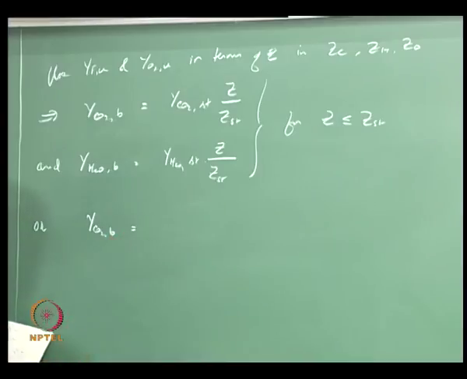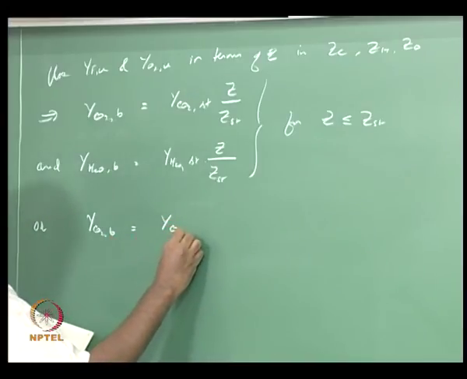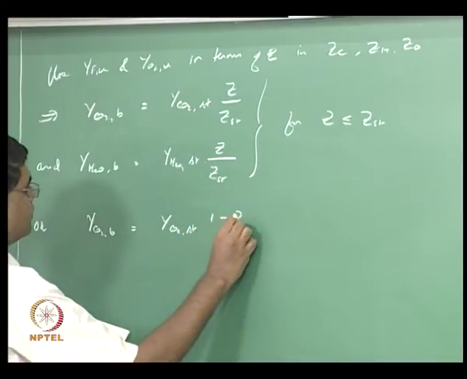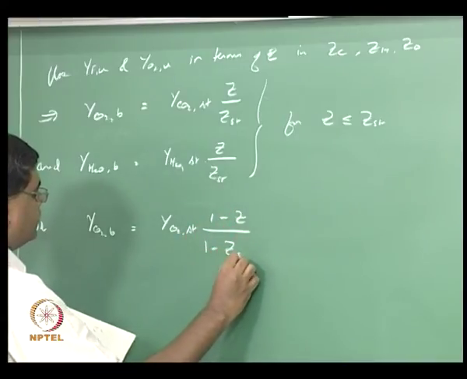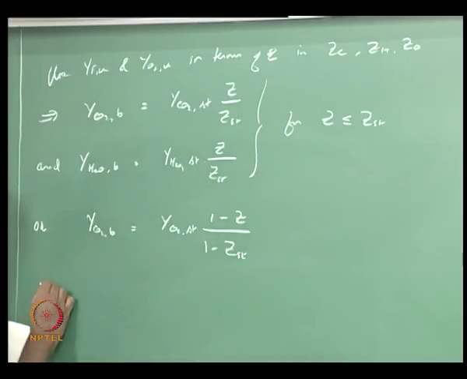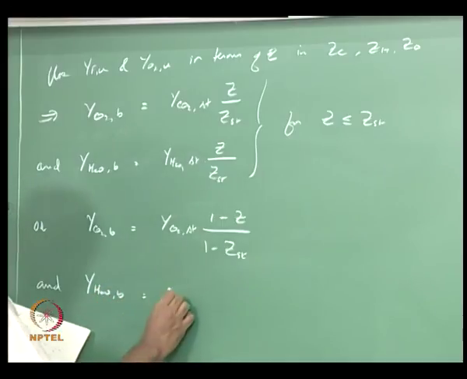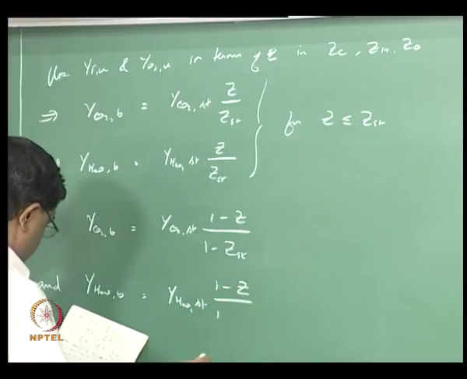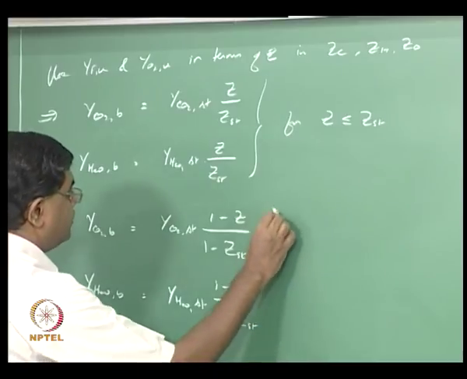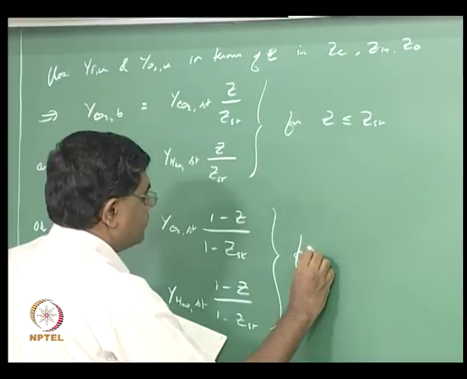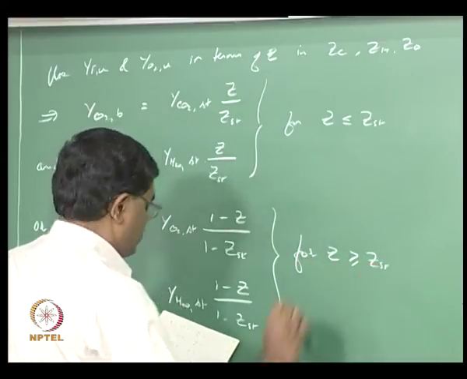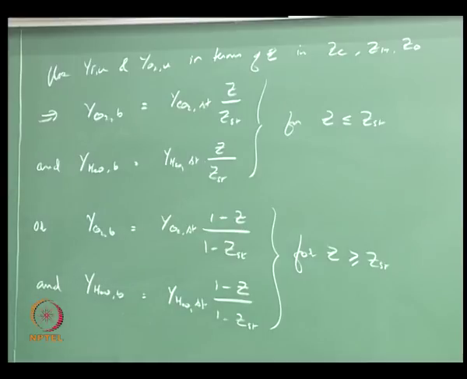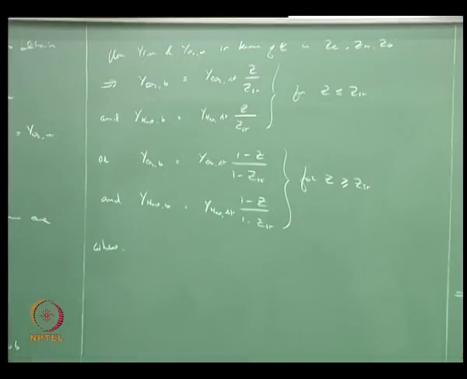or YCO2 comma B equal to YCO2 stoichiometric times 1 minus Z divided by 1 minus Z stoichiometric, and YH2O comma B equal to YH2O stoichiometric times 1 minus Z divided by 1 minus ZST. This is for Z greater than or equal to ZST, where we have to say what is YCO2 stoichiometric and YH2O stoichiometric.